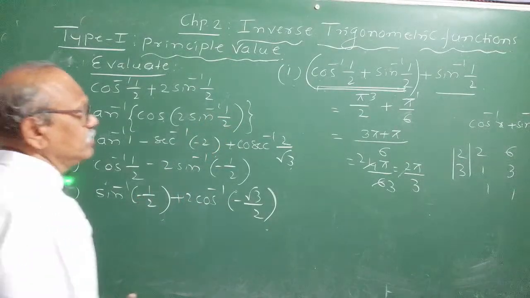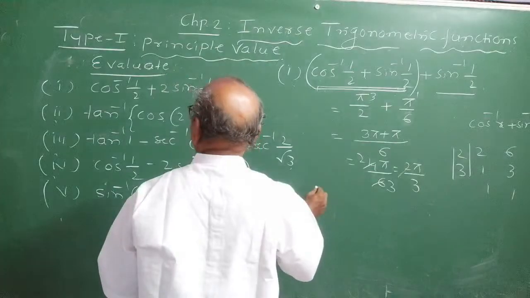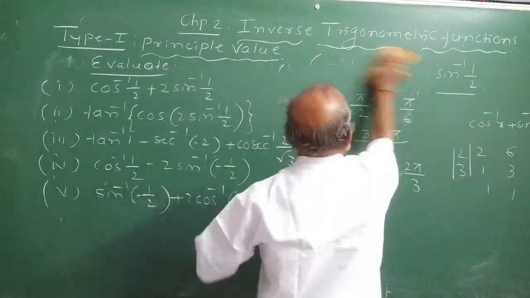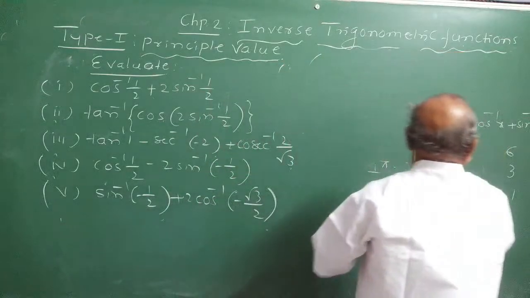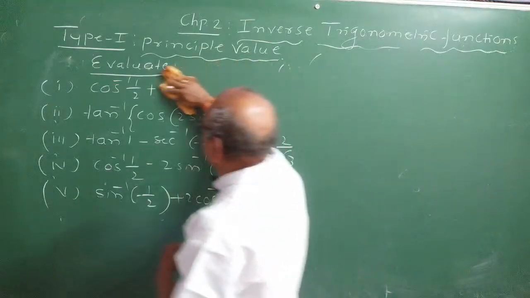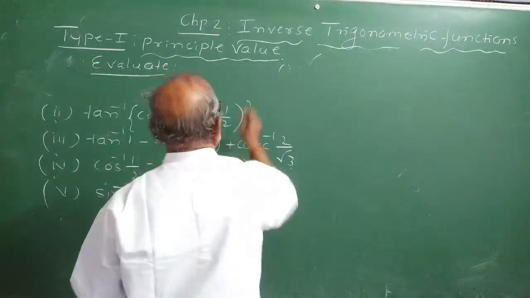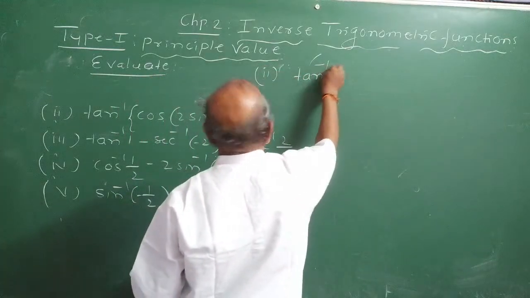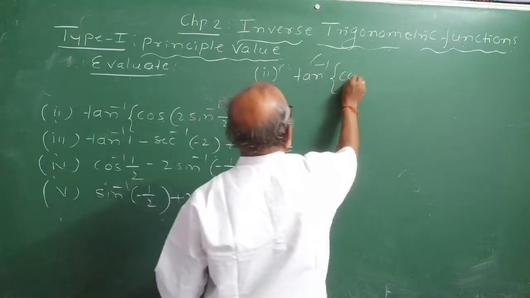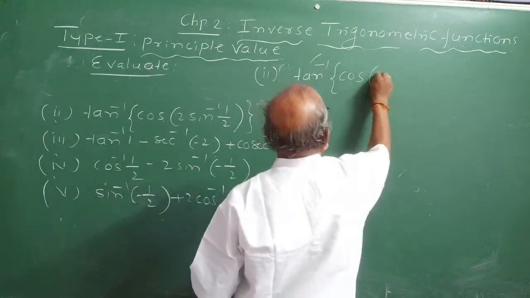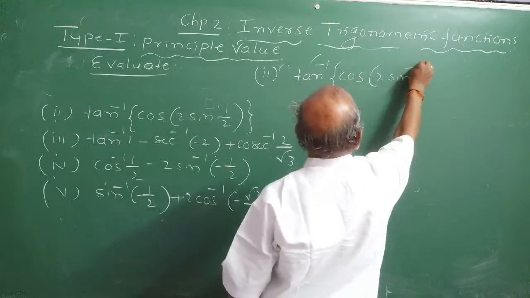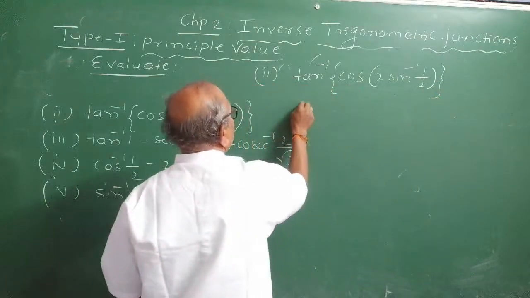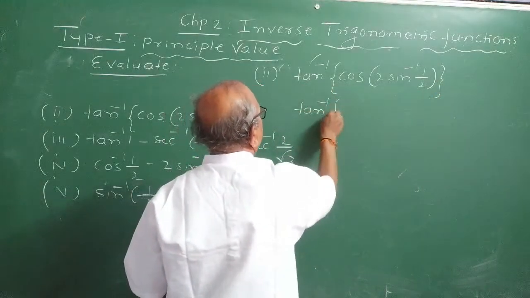Note this problem. Next, second question. Let me rub this. First question is solved. Second question. Go on putting the principal values. Tan inverse of cos 2 sin inverse 1 by 2. Using principal values, you have to simplify. Now observe, removing the brackets by putting the principal values. Very simple. Tan inverse cos.